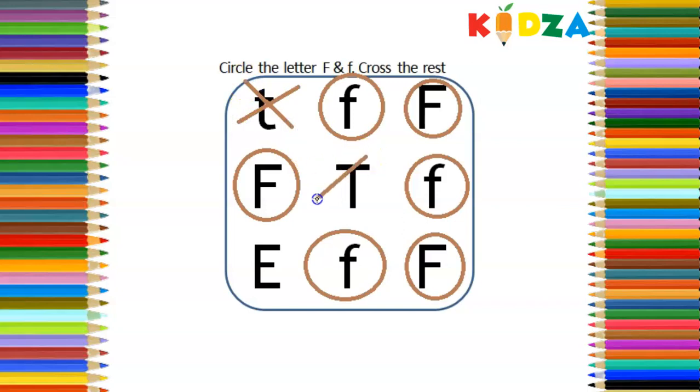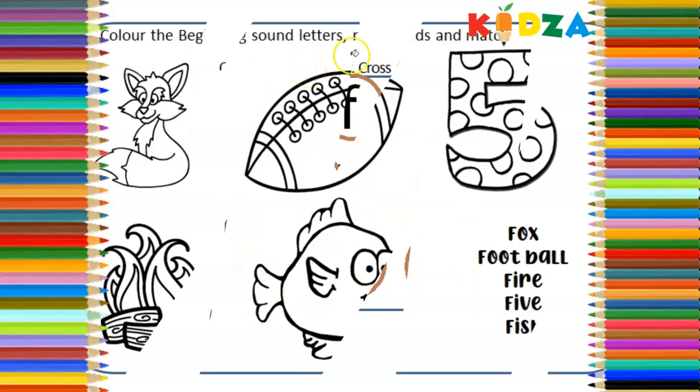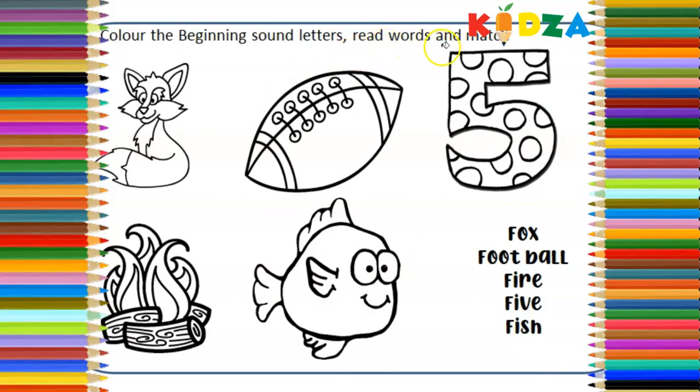T, T, E. Well done! Color the beginning sound letters, read words and match. Fox, football, number 5, fire, fish. Let's color.